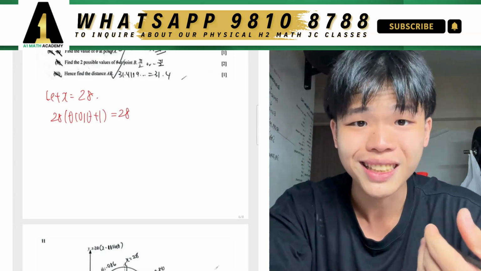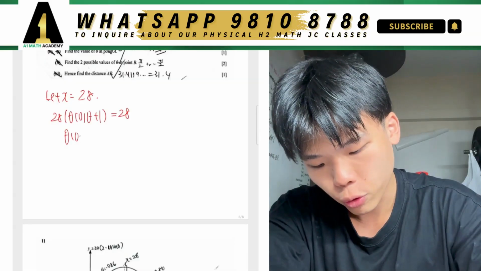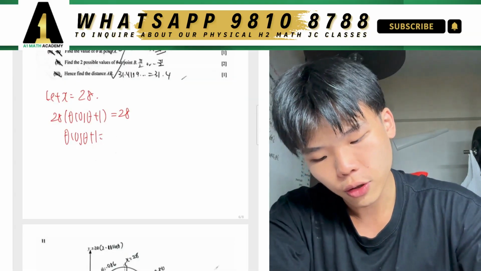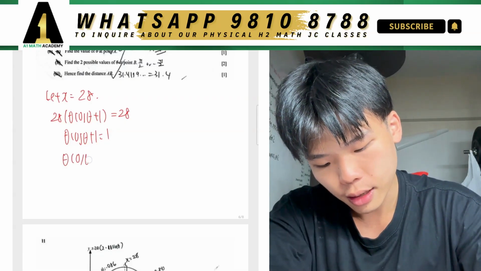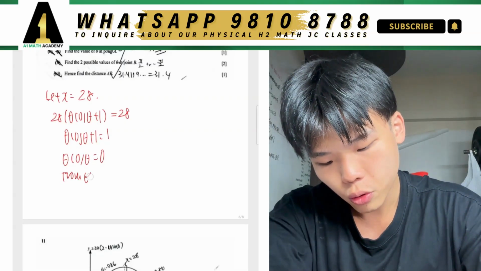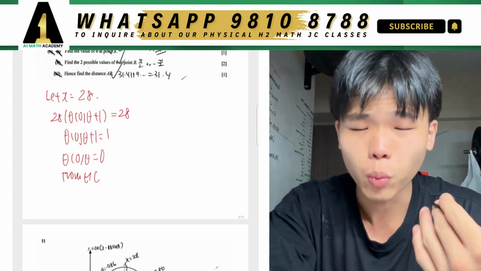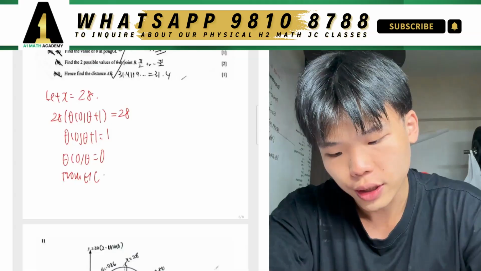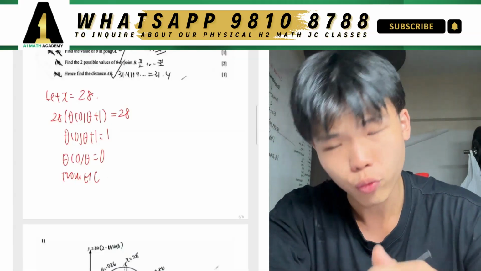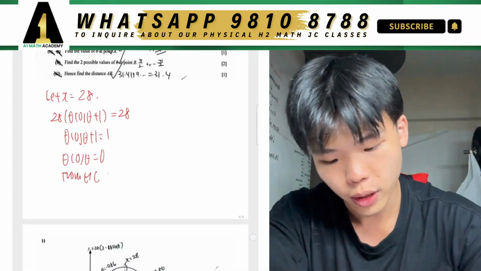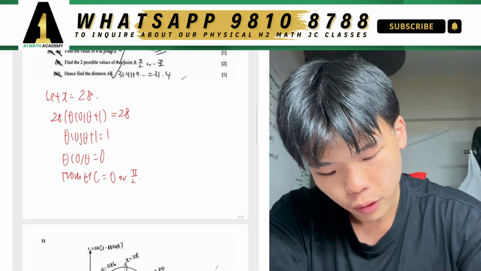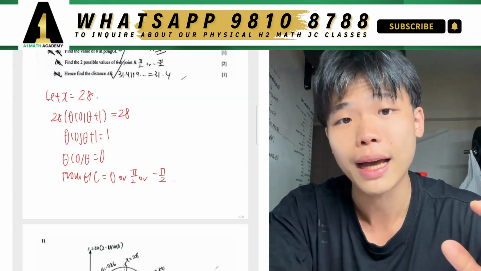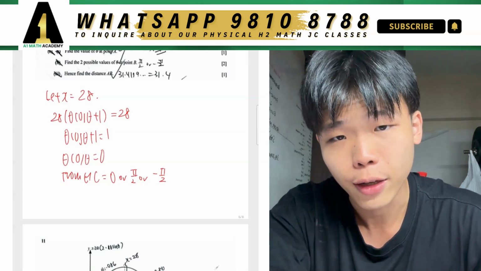And then from here you can just key into your GC, or you can just solve cosine theta plus 1 equals to 0, or from here you can just solve theta cosine theta is 0. And then from the GC you can solve for theta directly. So once again, this requires you to use your GC to figure out the answer. From your GC you get multiple values: in the x-intercept you get 0, pi over 2, or negative pi over 2. You get these three different values within the principal value range for this question.